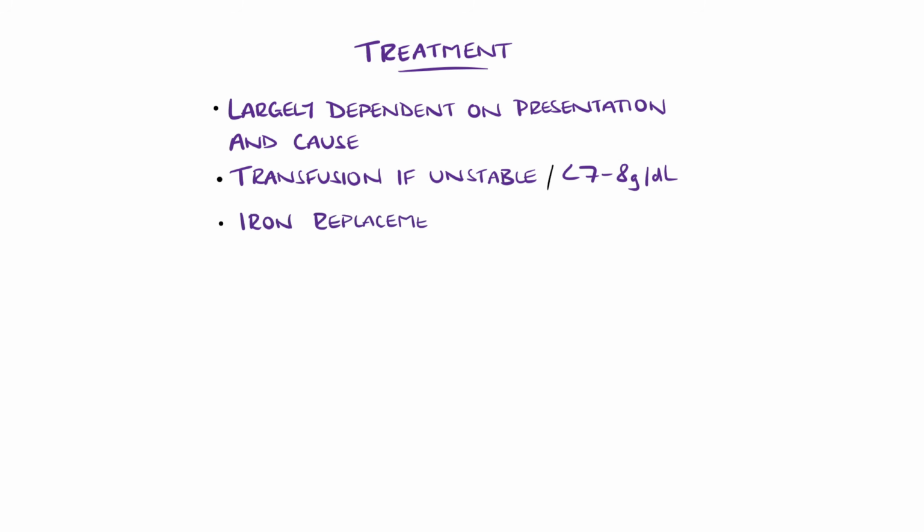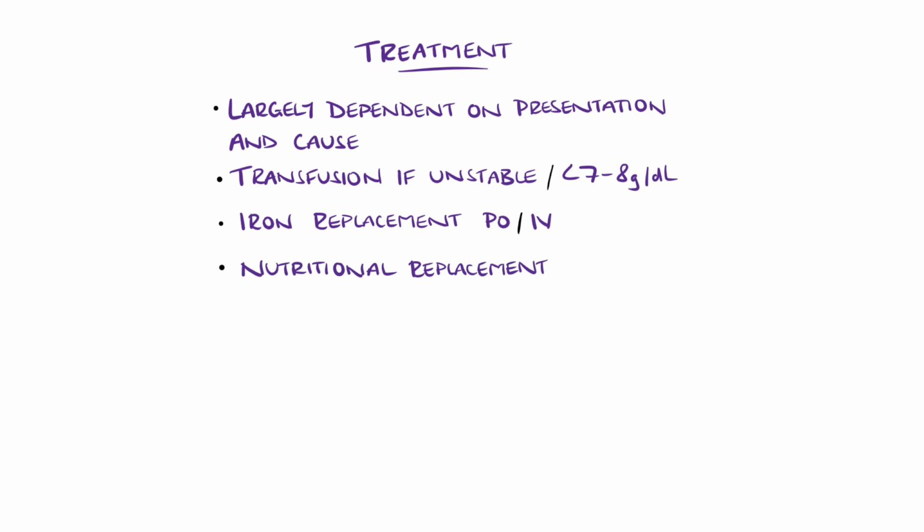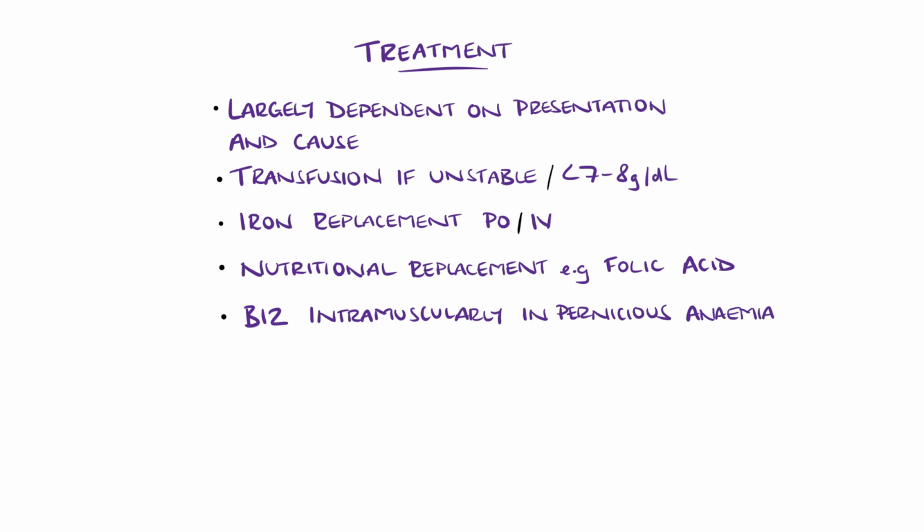In most instances, however, treatment is directed towards the underlying cause, for example identifying and stopping a bleeding causing iron deficiency, while supplementing iron either orally or via an infusion. Ensuring adequate oral intake in those with nutritional deficiencies, or even B12 injections intramuscularly in those with pernicious anemia.